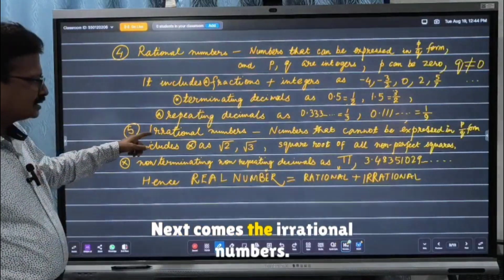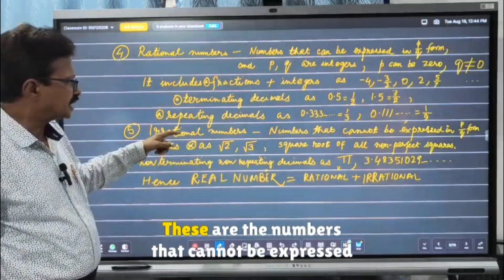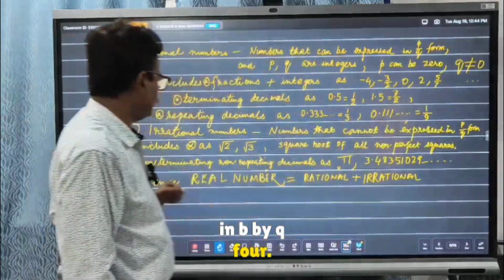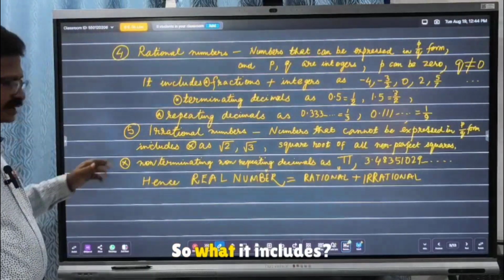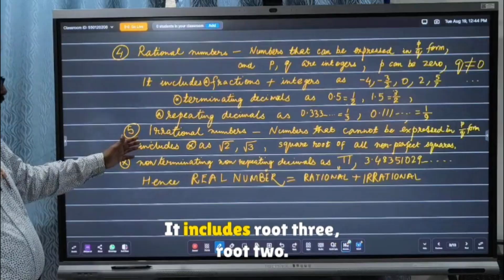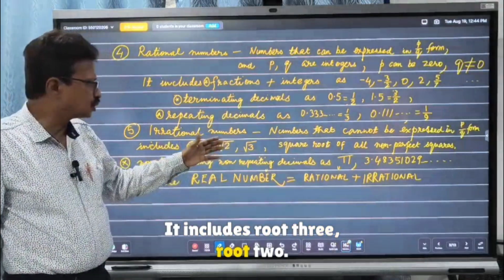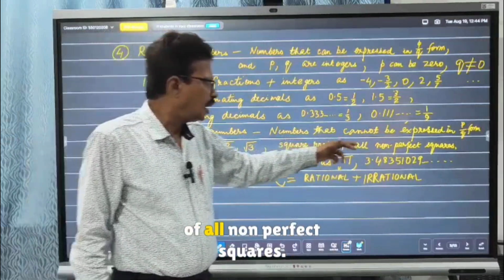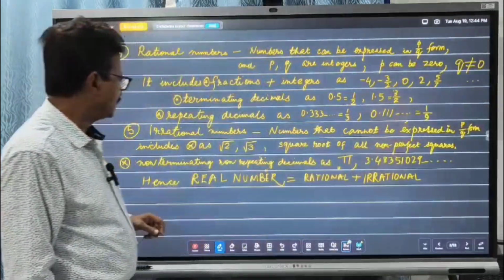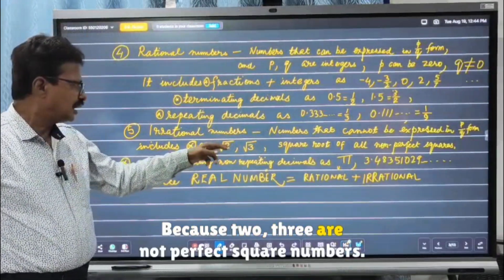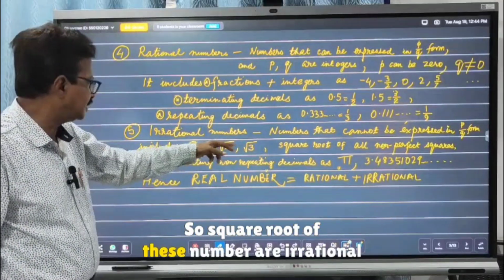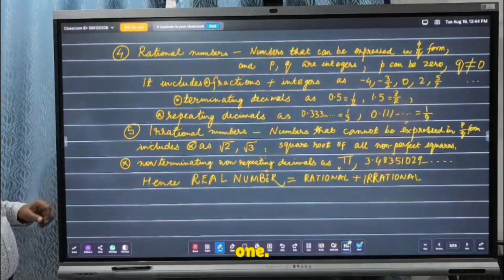Next comes the irrational numbers. These are the numbers that cannot be expressed in P by Q form. So what does it include? It includes √3, √2. These are nothing but the square root of all non-perfect squares. Because 2, 3 are not perfect square numbers, so square root of these numbers are irrational ones.